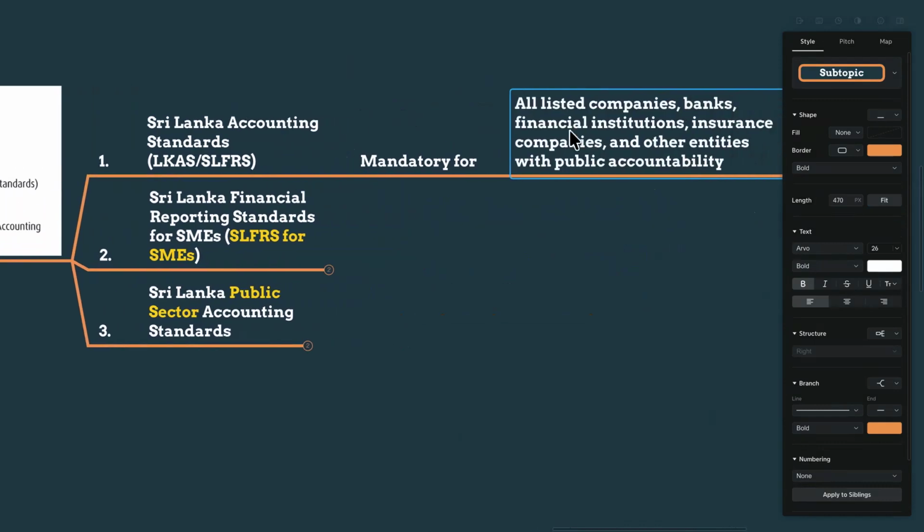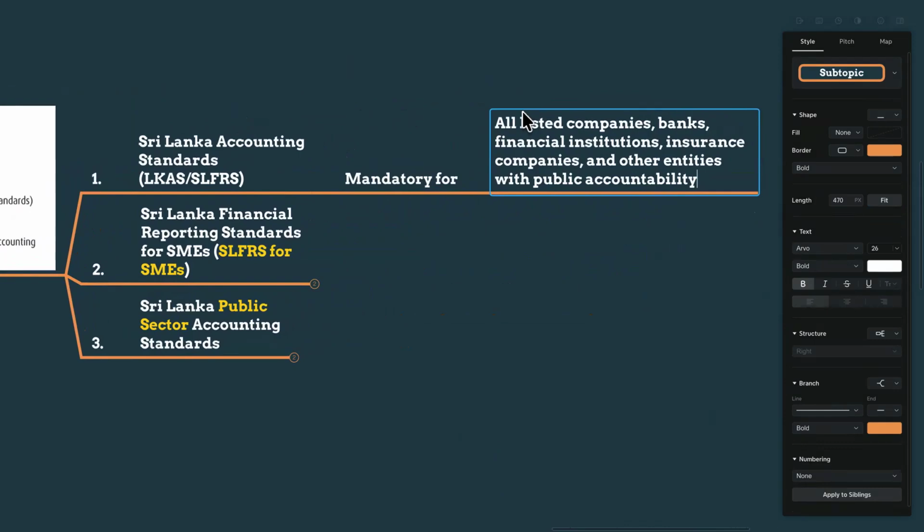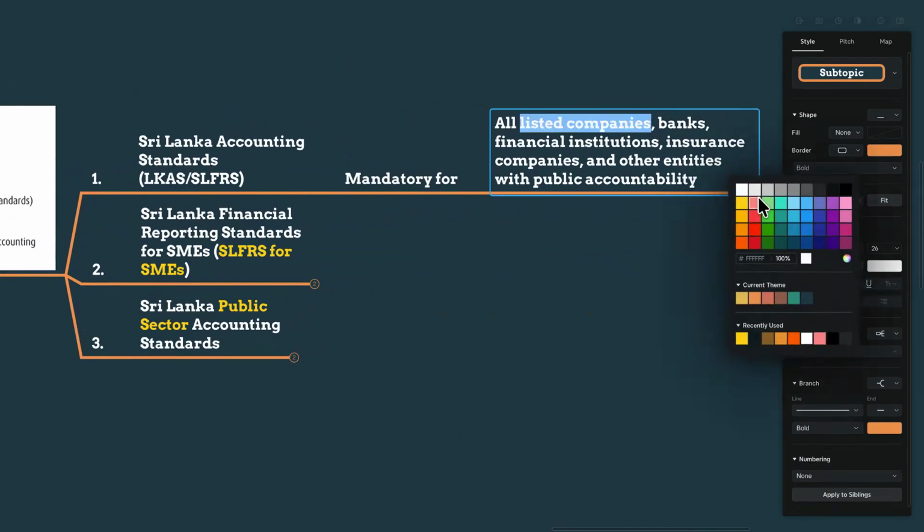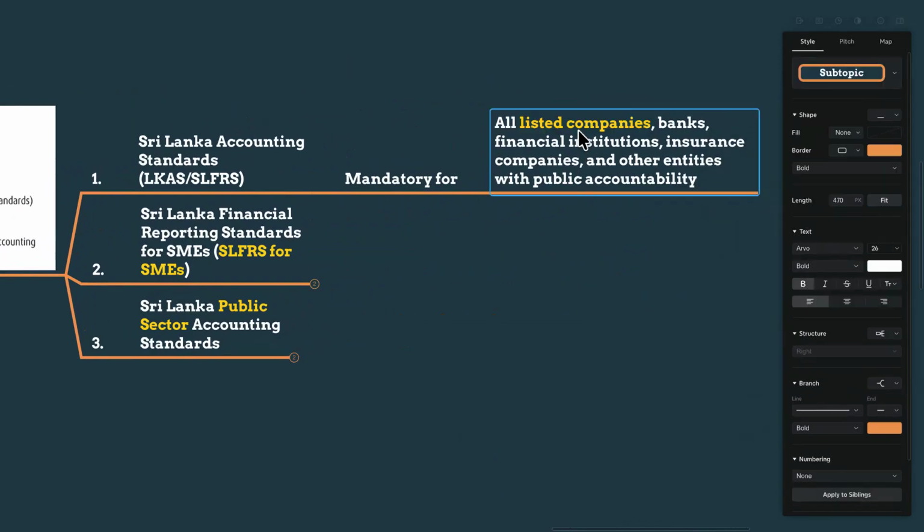Right. So it is mandatory, my dears, for all listed companies. I'm highlighting the word listed companies. Listed companies means what? It means these companies have registered their name to issue the shares of that company to the general public. Any person in the public can go to the Colombo Stock Exchange and buy their shares. Those are listed companies.